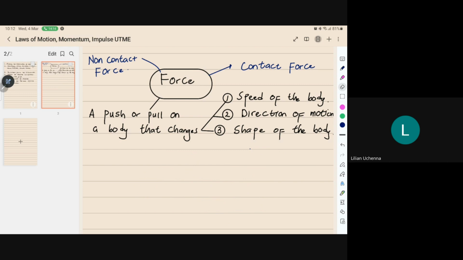But it's a very interesting game. As you're moving the magnet under the paper, the sand is moving. It's an example of non-contact force. Why is it a non-contact force? Because the magnet is not in contact with the sand, but the sand is moving. It is feeling the effect of the magnetic field.